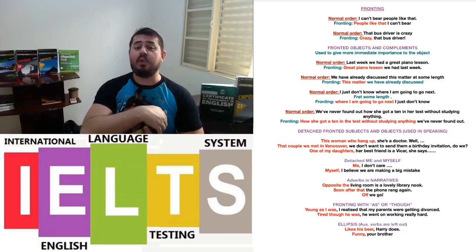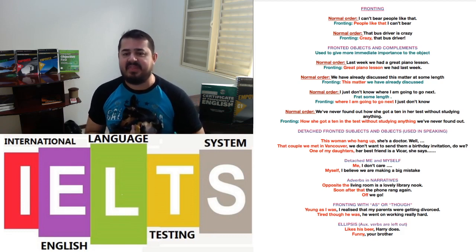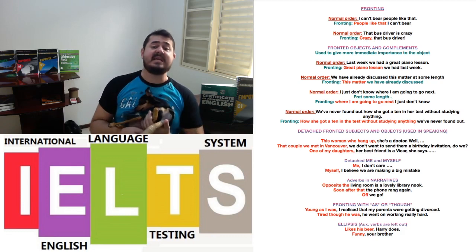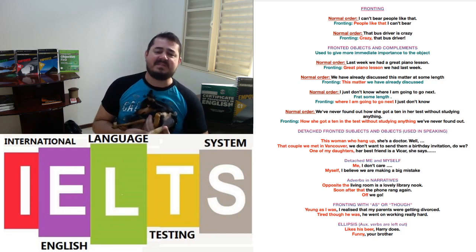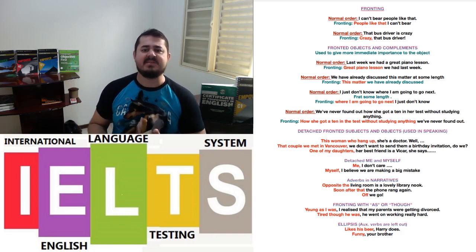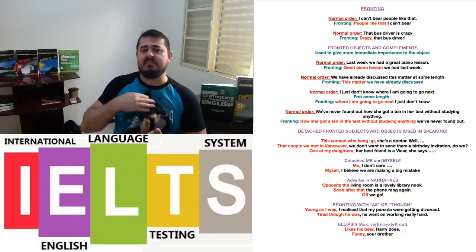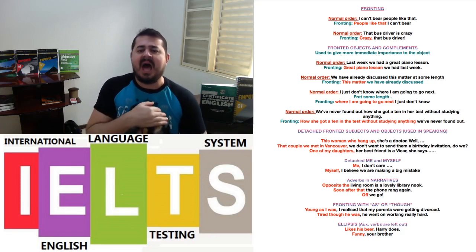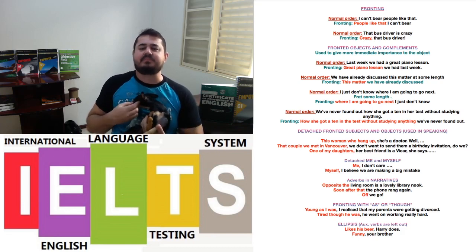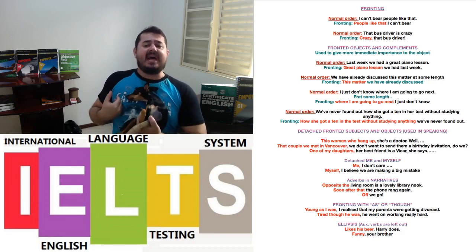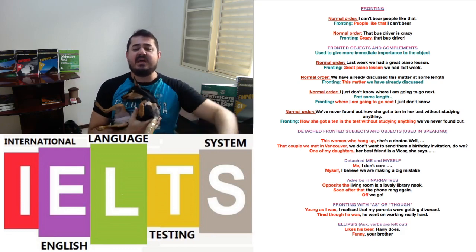Next example, the normal order would be, we have already discussed this matter at some length. Now, if I use the fronting technique, this matter we have already discussed. So I'm giving emphasis to this matter, alright? And again, I use fronting for the complement. Just one more example here. I just don't know where I'm going to go next. Now, where I'm going to go next, I just don't know. So again, I'm giving emphasis to the complement.